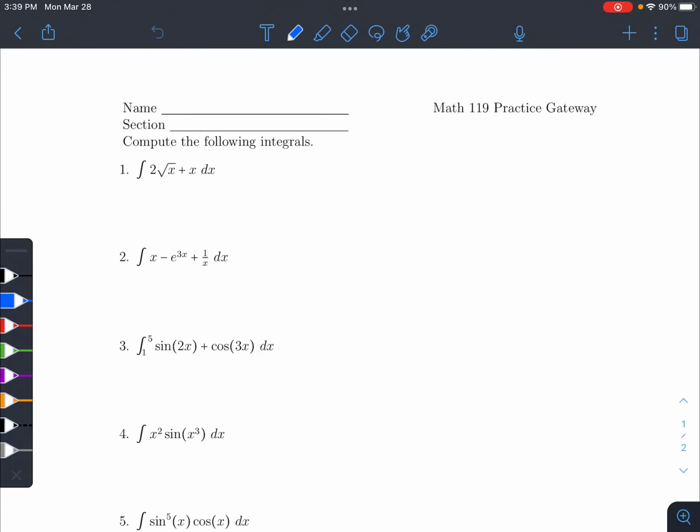I'm just going to go through the first practice gateway posted. So 2 square root of x plus x is our first integral. Whenever you see the square root of x, you want to think of that as x to the 1/2.